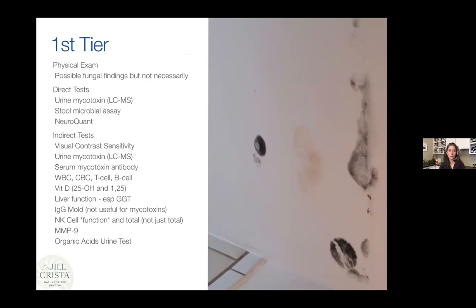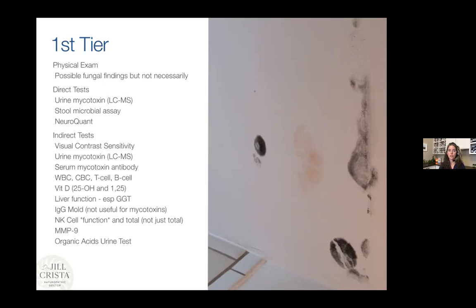So direct tests would be the liquid chromatography, mass spectrometry urine mycotoxin test. The other urine mycotoxin test is, oops, I forgot to change that. That's an ELISA test. Sorry, Matt. We have changed that slide. So you can do urine mycotoxin testing two different ways. You can do serum mycotoxin testing. You can use a stool test. That's a direct test if you're seeing candida overgrowth and things like that on a stool test.